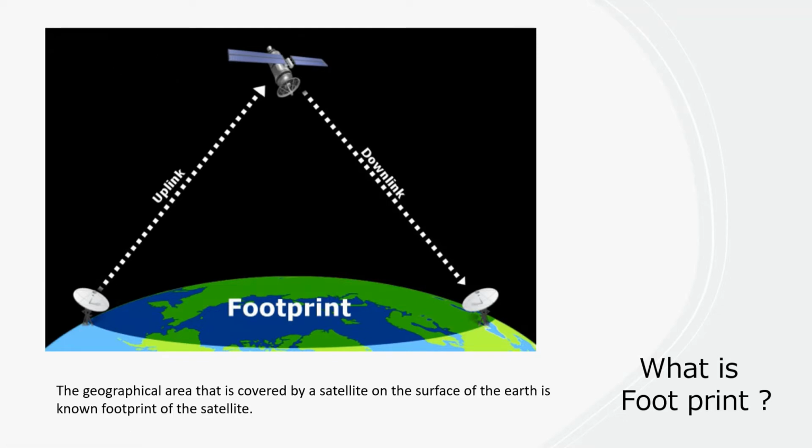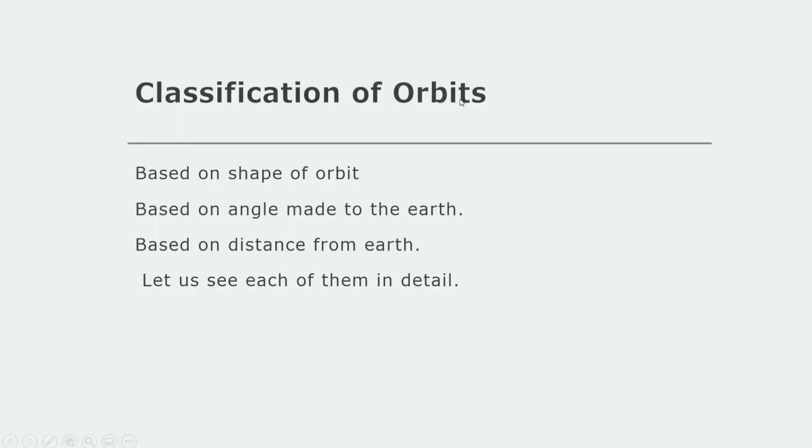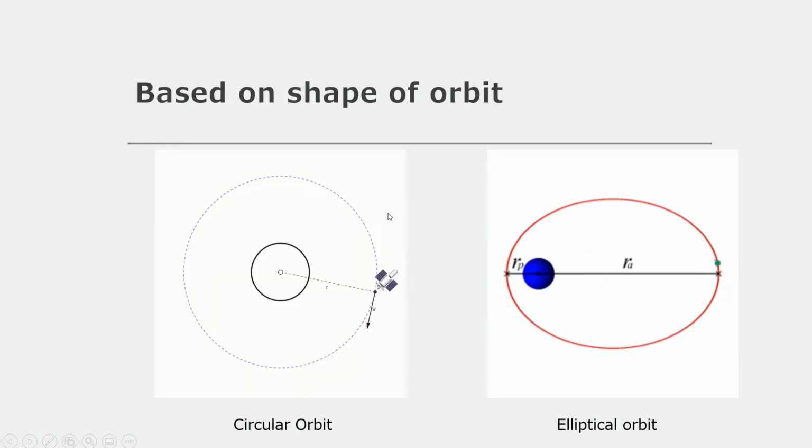Now let us see the classification of orbits. Based on shape, angle made to the earth and distance from the earth, the satellite's orbits are divided broadly. Based on shape, the orbit of the satellite is divided into circular and elliptical. You could see in this illustration that the satellite is revolving around the earth in a circular orbit with the center of the earth as the focus point.